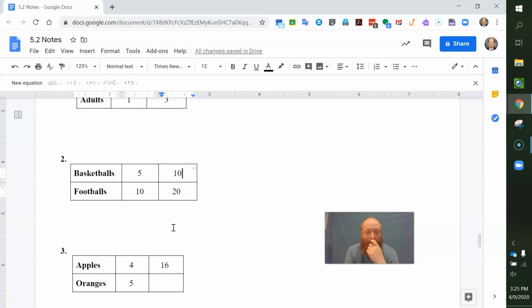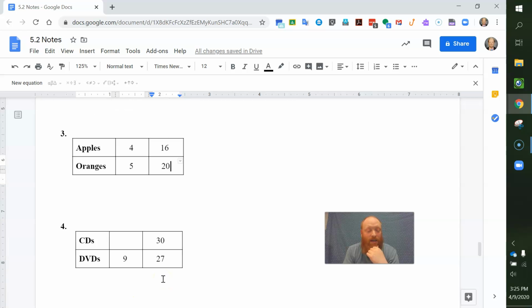Apples to oranges, 4 to 5. Okay? So now in order to get from 4 to 16, 4 times what is 16? 4 times 4 is 16, which means we need to multiply 5 times 4. And so that gets us 20. So apples to oranges, 4 to 5, or 16 to 20.